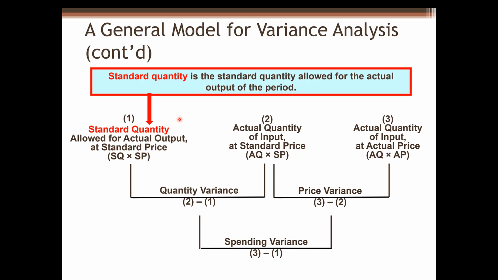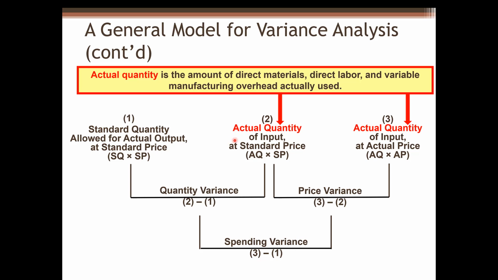Standard quantity is the standard quantity allowed for the actual output of the period. For example, to make a cup of coffee, if the standard quantity is 2 spoons of coffee beans for each cup of coffee, and 10 cups are sold, so the total input will be 20 spoons of coffee beans. Keep in mind, standard quantity is based on actual output.